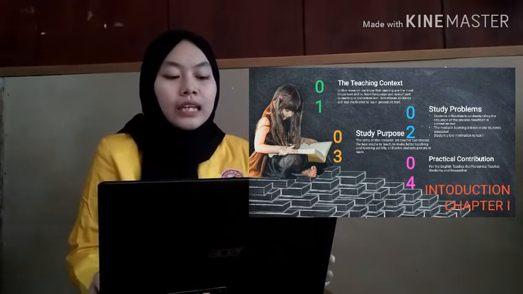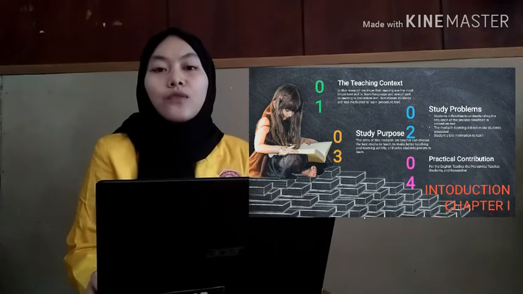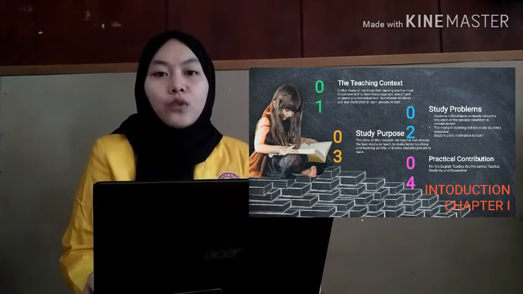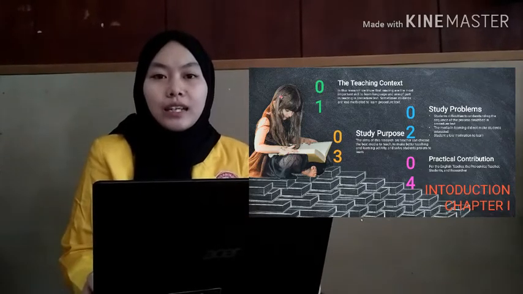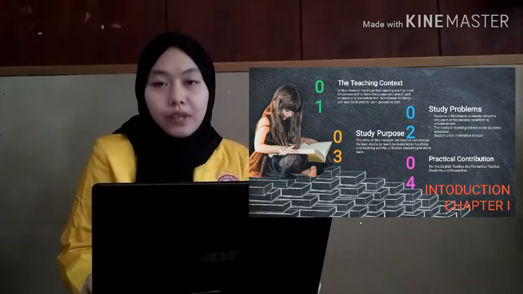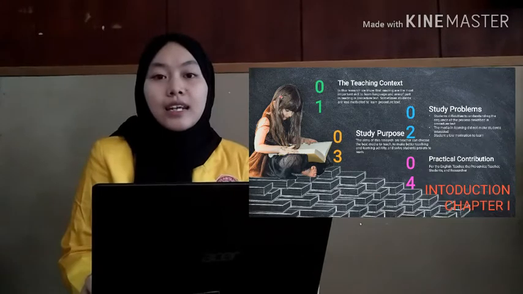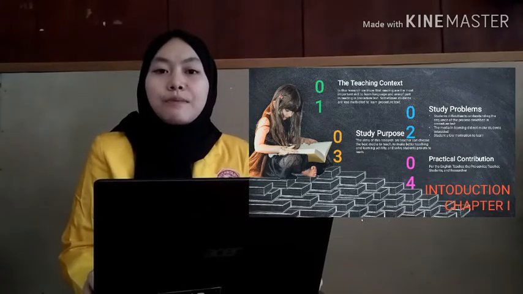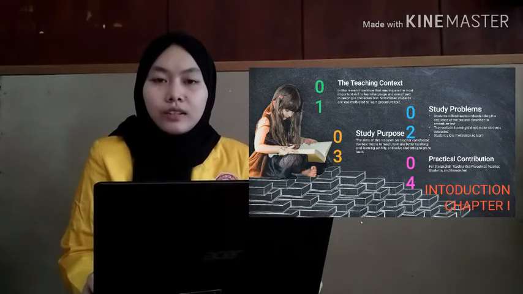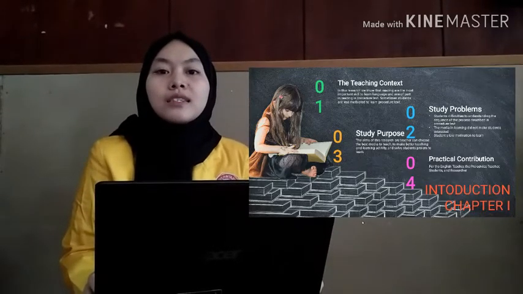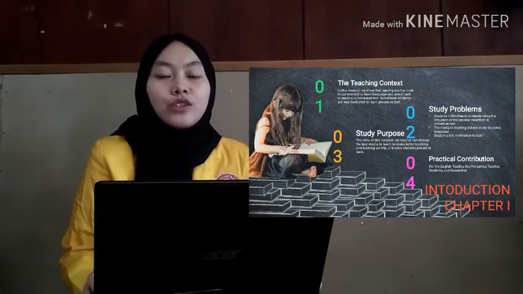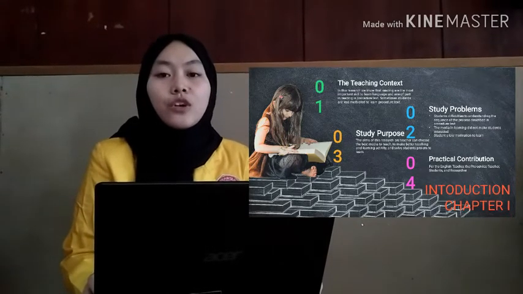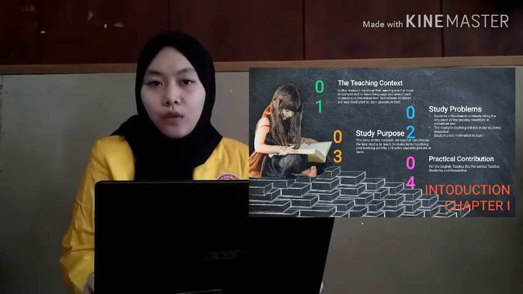So in teaching language, there are four skills that are helpful to learn English. The first is reading, then listening, speaking, and writing. Reading is the basic skill to learn another skill. Why? Because when you start to write, you need to read first. You need to read the material so you can write the written form.